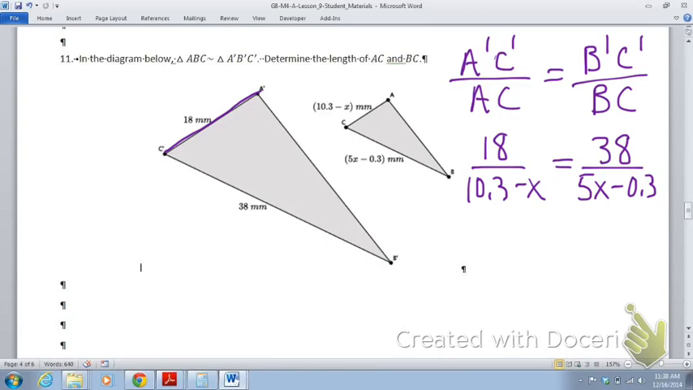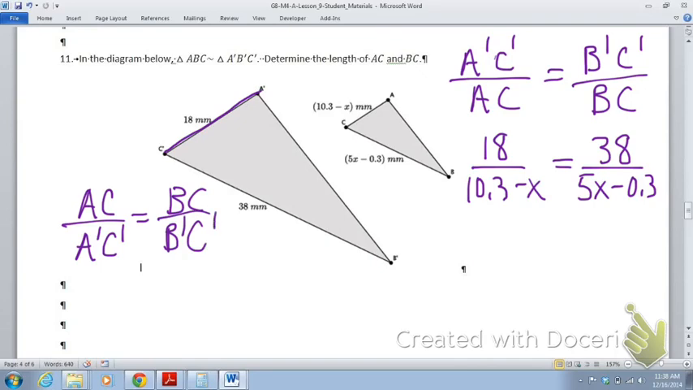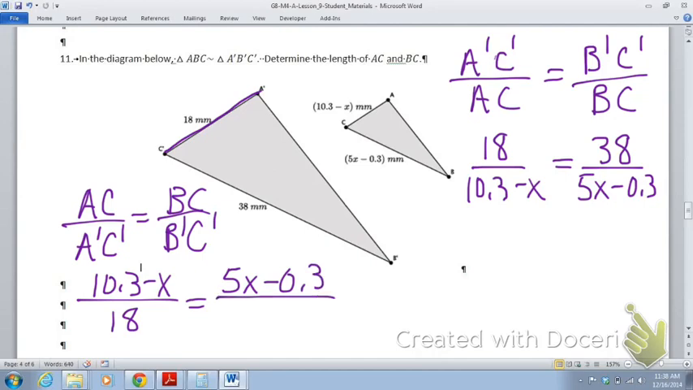I could write this another way, right? Because the other thing that's true here is that AC to A prime C prime is the same as BC to B prime C prime. So what would that look like as an equation? Well, that would just be these upside down, right? AC is 10.3 minus x, A prime C prime is 18. And then over here I would have 5x minus 0.3, and down here I would have 38, okay?